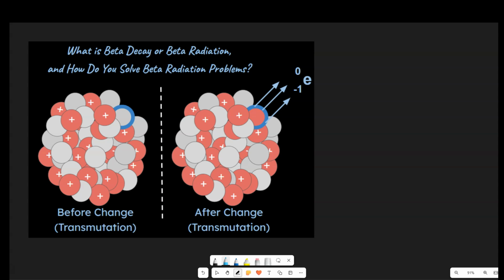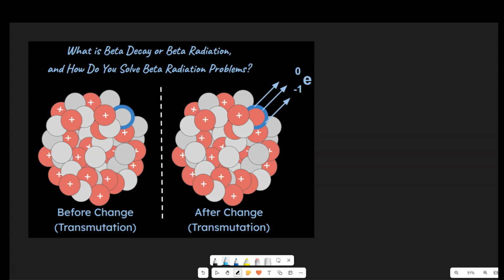Hey, welcome back. Today we're going to be talking about what is beta decay or beta radiation and how do you solve beta radiation problems. So maybe you're a chemistry or a physical science student. I'm going to talk you through how to do these types of problems really quickly. But first I want to talk briefly about what this thing is.